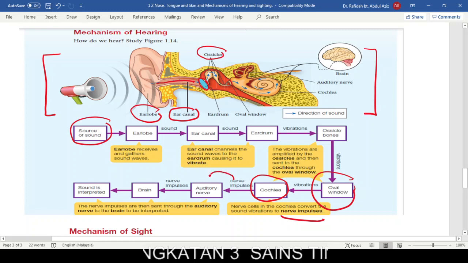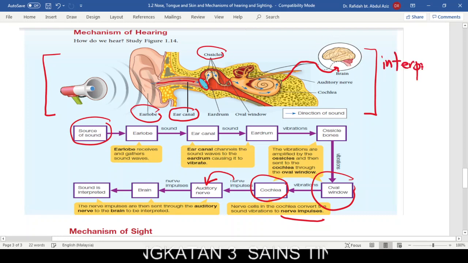And then these nerve impulses will be carried by the auditory nerve. At the end of the cochlea is the auditory nerve. So this auditory nerve will send nerve impulses to the brain to be interpreted. The brain will tell us what type of sound we have received. So this is the way we can hear sound from outside our ear.